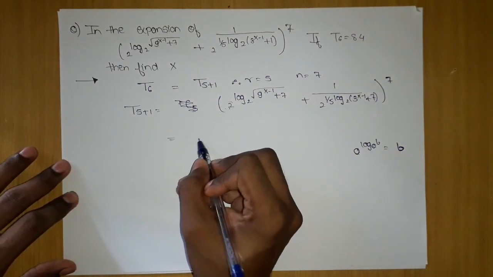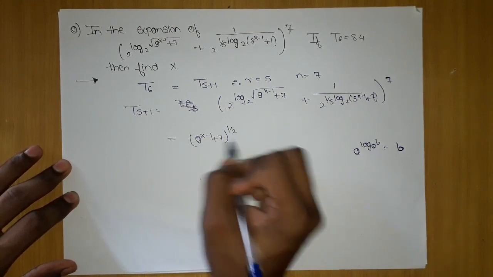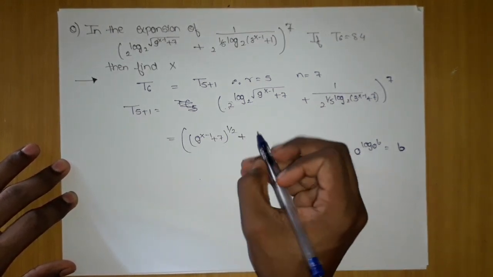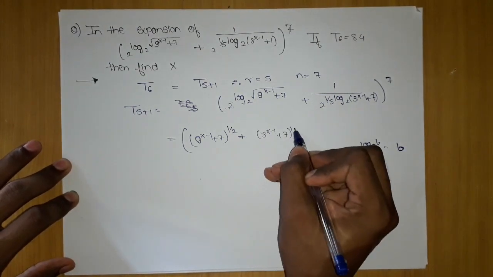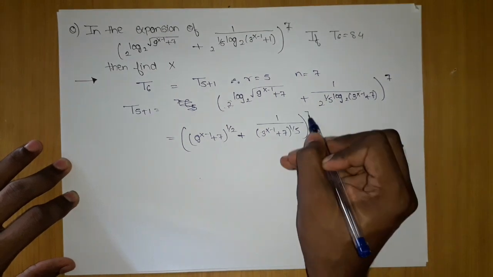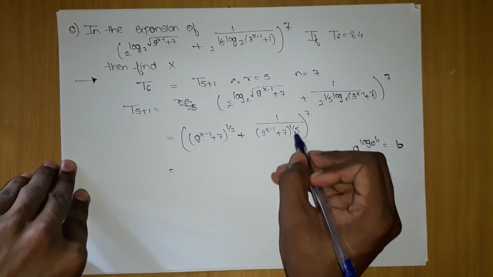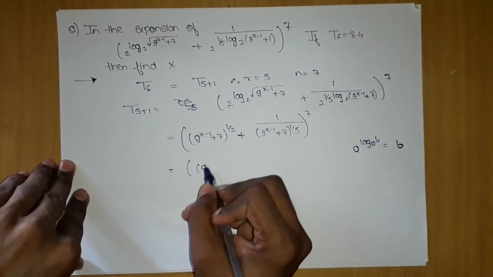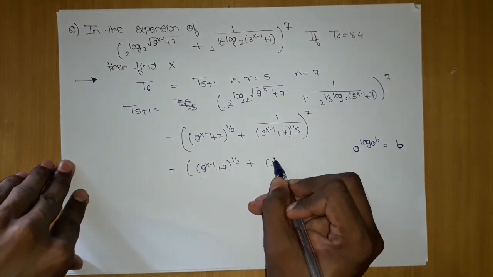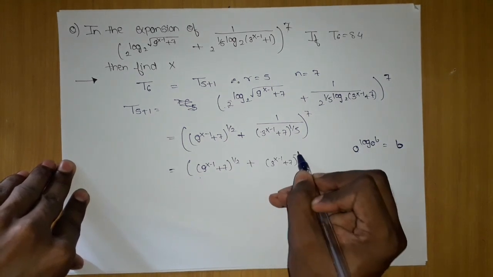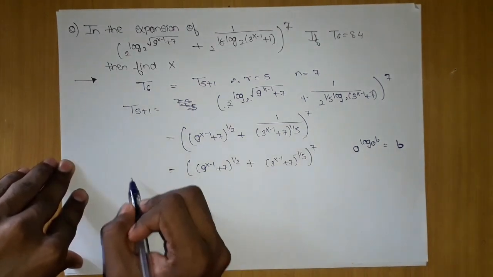So here we are getting 9^(x-1) + 7, under root doesn't look good, so I am going to write it as 1 by 2. Here what we are going to get is (3^(x-1) + 7) to the power 1 by 5, 1 upon the whole power 7, right? After this, we are going to move it up, then this will become negative. So (9^(x-1) + 7)^(1/2) plus (3^(x-1) + 7)^(-1/5) to the power 7. So we are getting this thing.